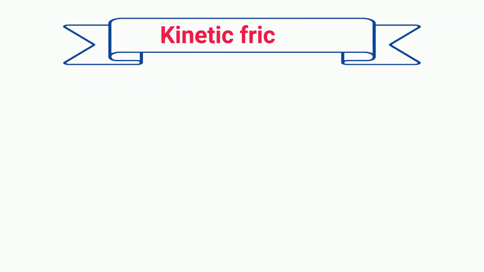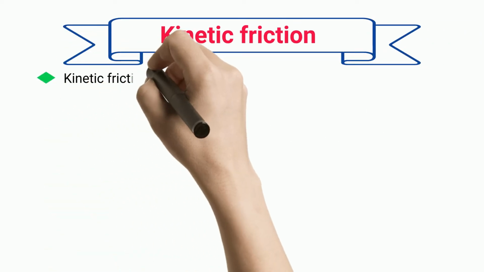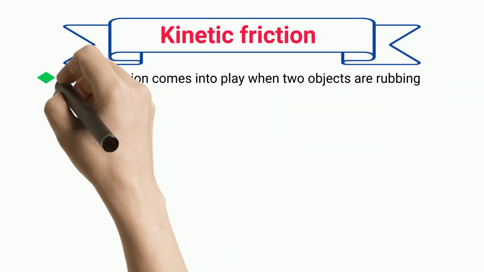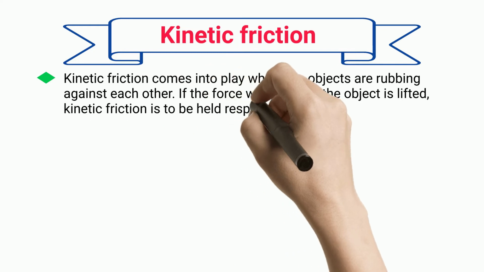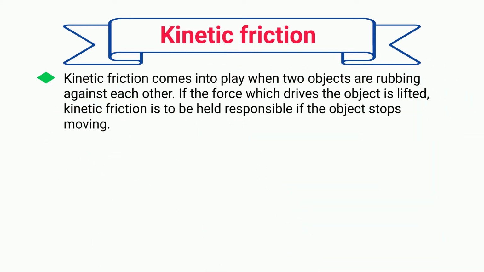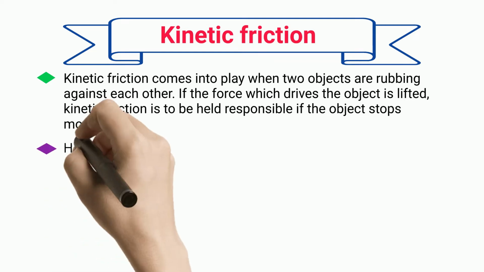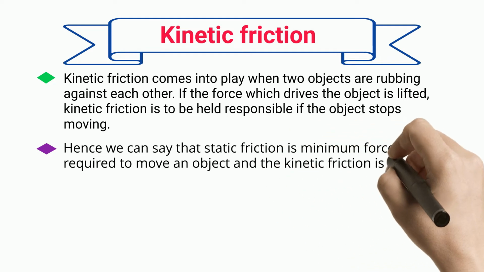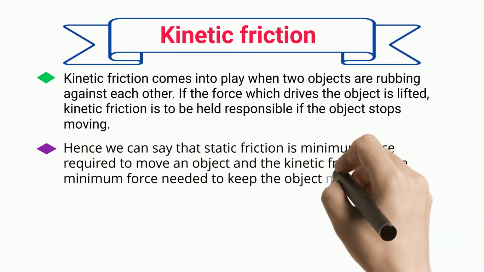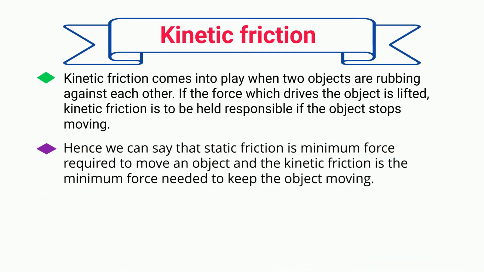Kinetic friction. Kinetic friction comes into play when two objects are rubbing against each other. If the force which drives the object is lifted, kinetic friction is to be held responsible if the object stops moving. Hence we can say that static friction is the minimum force required to move an object and the kinetic friction is the minimum force needed to keep the object moving.